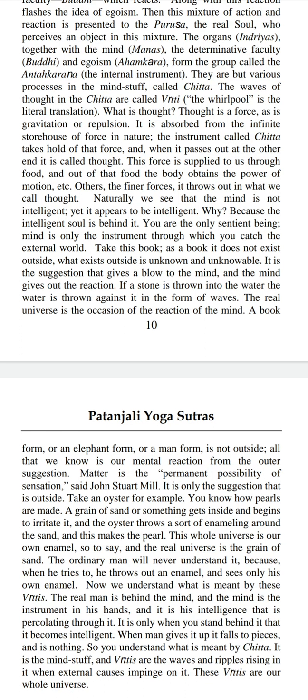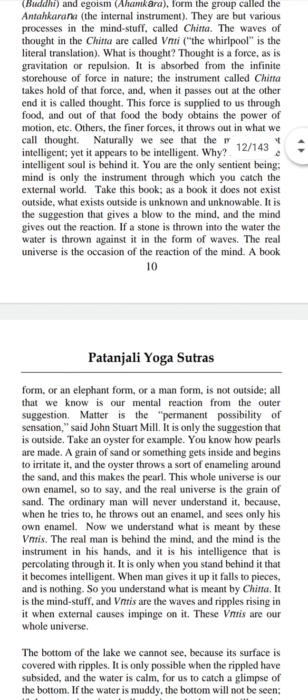And a book form or an elephant form or a man form is not outside. All that we know is our mental reaction from the outer suggestion. Matter is the permanent possibility of sensation, said John Stuart Mill. It is only the suggestion that is outside. Take an oyster, for example. You know how pearls are made. A grain of sand or something gets inside and begins to irritate it, and the oyster throws a sort of enameling around the sand, and this makes the pearl.